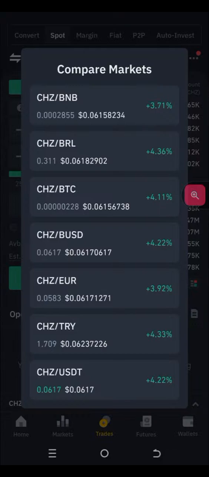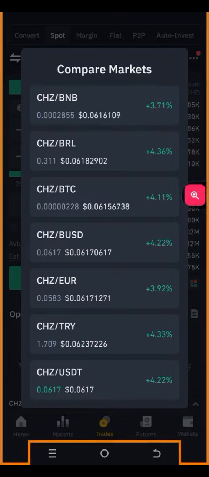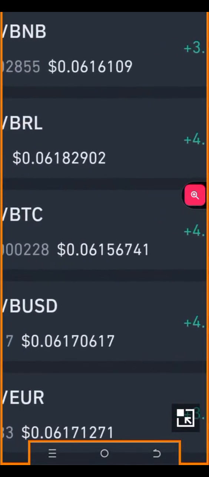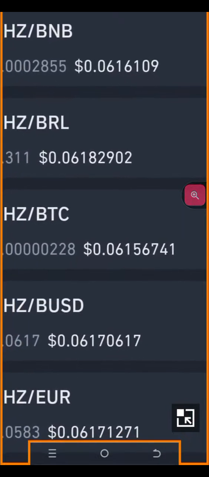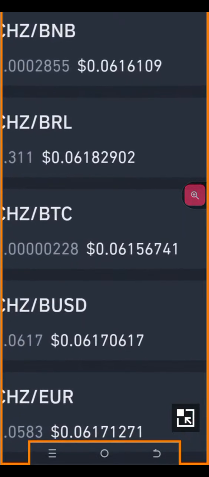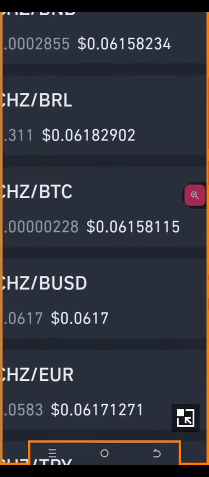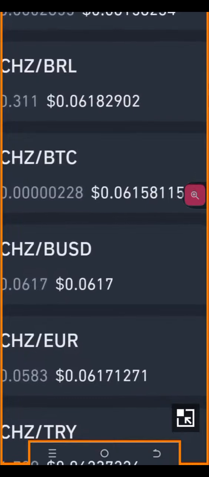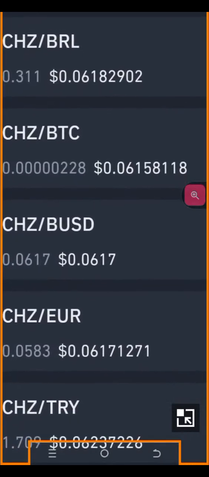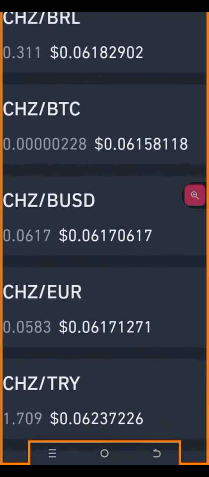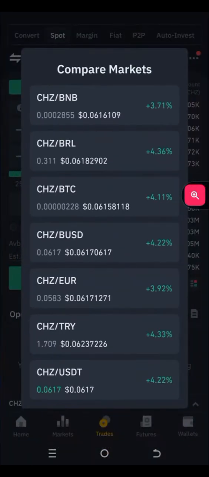So let's take a quick look at this. Let me enlarge this for you to see. Good. We have 0616 at BNB. We have 0616, 0618 at BRL. BTC is 0615, 0617. Wow. Then EUR. So normally I like to use the base currency as USDT. Reason being, it's easier for me to work with. Well, at times I may have to change.